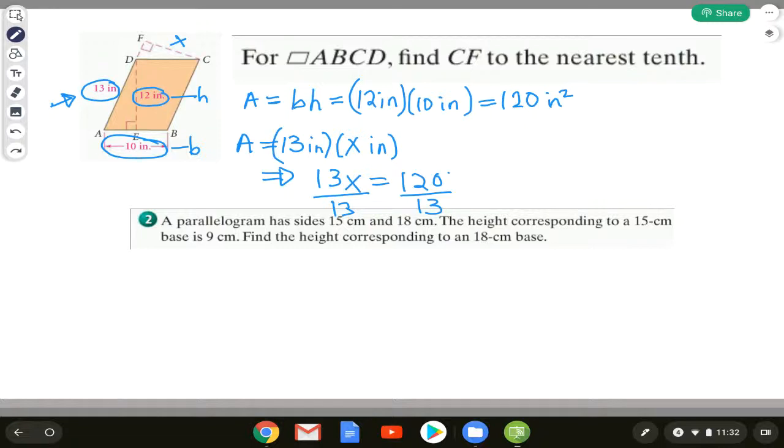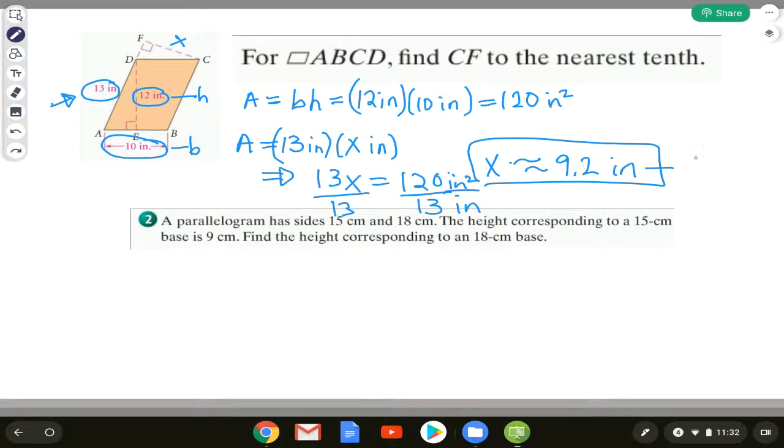So x is going to end up being about 9.2 inches when I round it. And this is inches because I was dividing inches squared by inches. So that just leaves me with inches, not square inches. So that's my CF. Okay, pause and try quick check 2, which is pretty much the same. They just don't have the picture drawn.